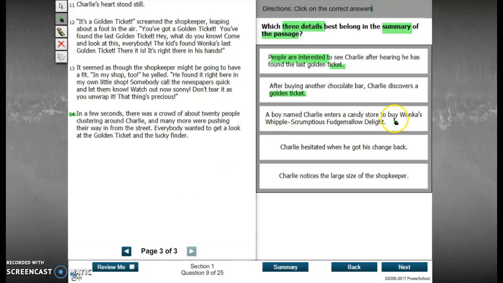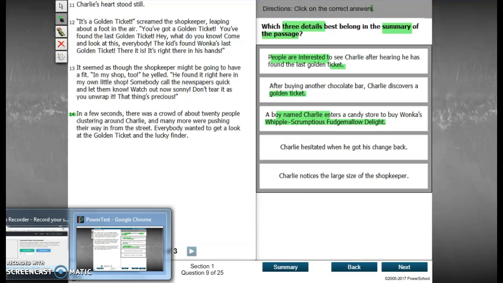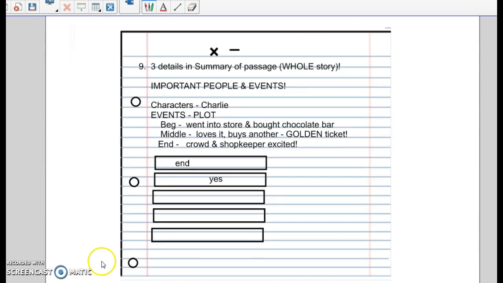Next one. A boy named Charlie enters a candy store to buy Wonka's Whipple-Scrumptious Fudgemallow Delight. We got Charlie. This sounds to me like what happened that was important at the very beginning. We definitely need to know he bought a chocolate bar. So that's the beginning. That seems pretty important to me. Let's look at our next one.